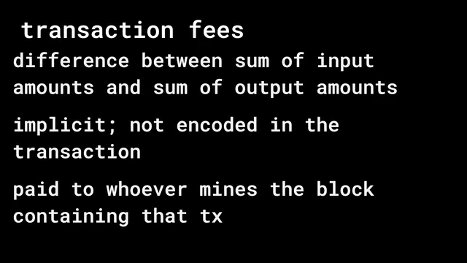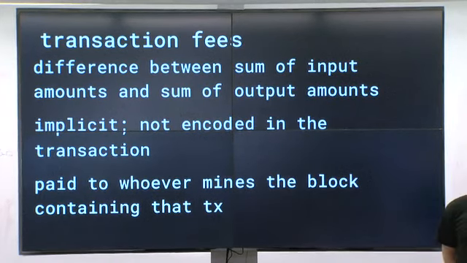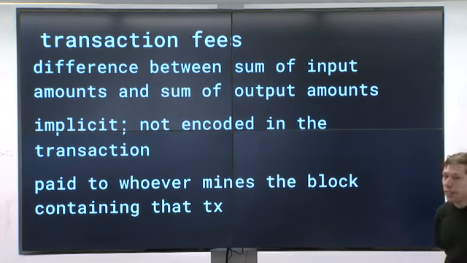Okay. So today's main topic, transaction fees. We described earlier that the transaction fee is just the difference between the sum of the input amounts and output amounts. What's interesting is it's implicit. If you actually look at a transaction, you can't tell what the fees are. You have to look at its ancestors to tell what the fees are.